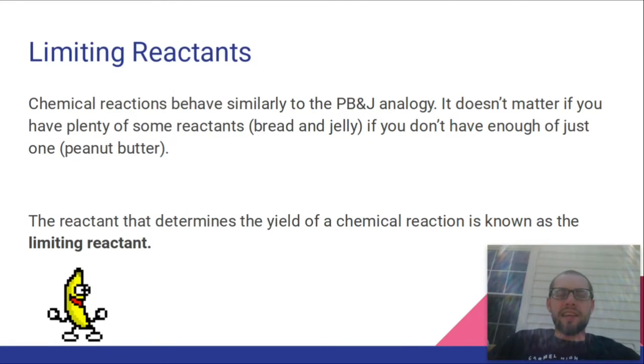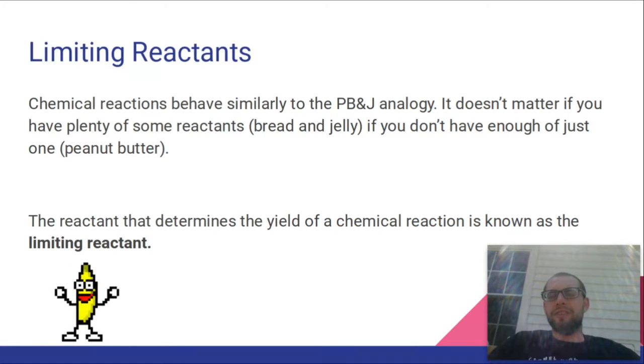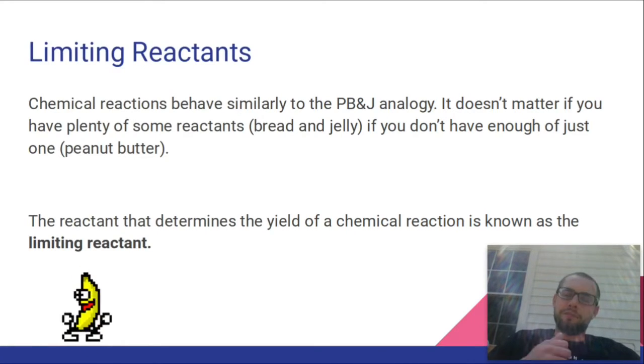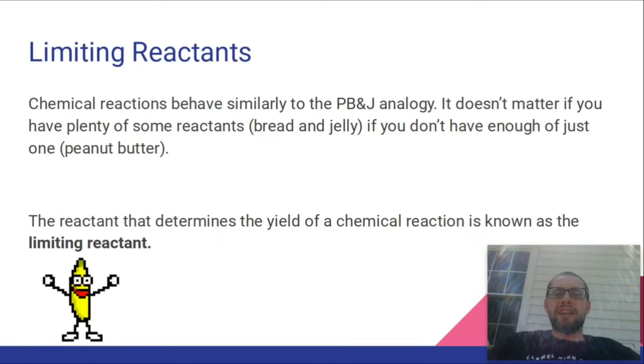So this last sentence, I would go ahead and get this down in your notes. The reactant that determines the yield of a chemical reaction is known as the limiting reactant. One of your chemicals is going to run out first. Whichever one runs out first, that's the limiting reactant, and it determines our yield, the product. It tells us how much product we'll make.